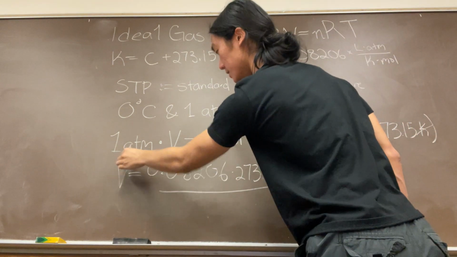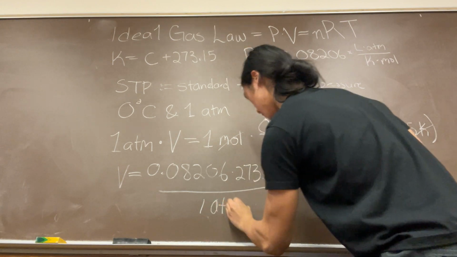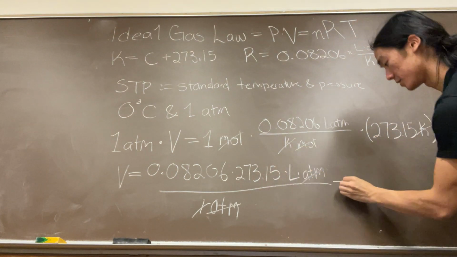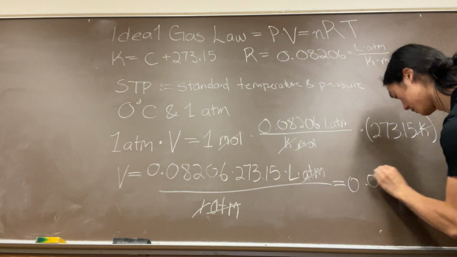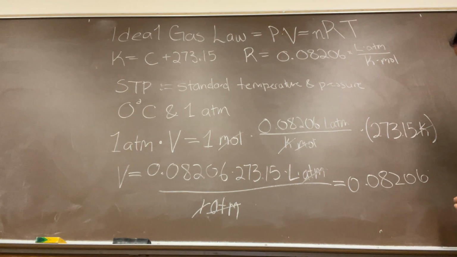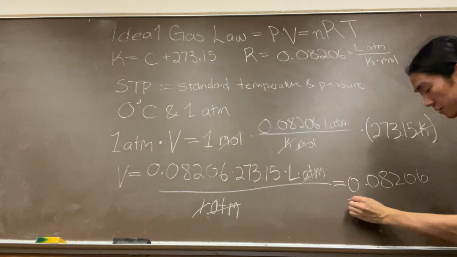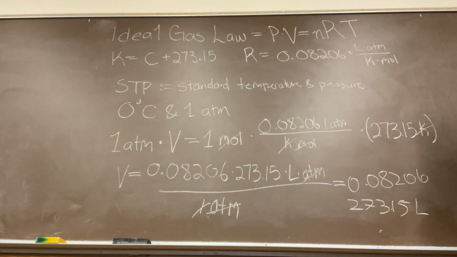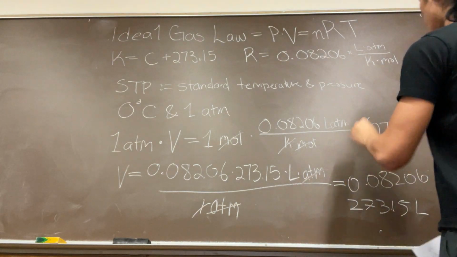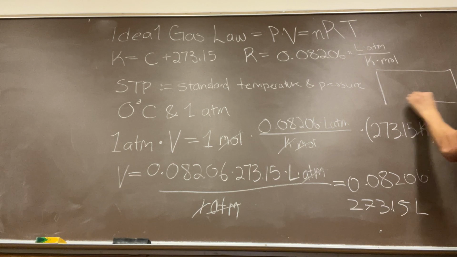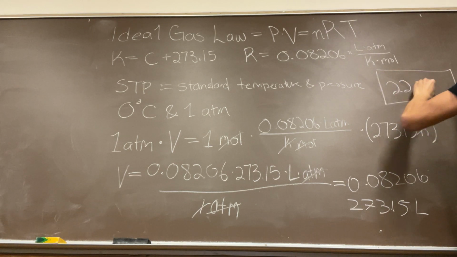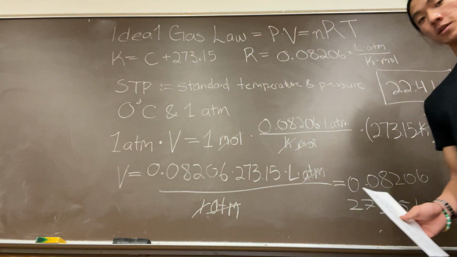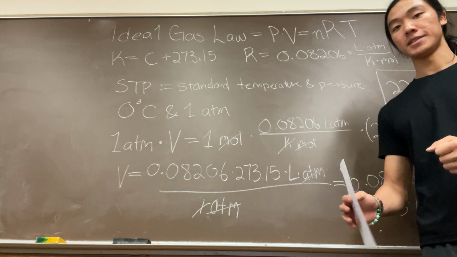Divide both sides by 1 atm. The atms cancel. The 1 goes nowhere. So we're going to have 0.08206 times 273.15 liters. And what that number is equal to is, I'm just going to box it right here, 22.4 liters. So what that means is there are 22.4 liters of any given gas at STP for 1 mole.